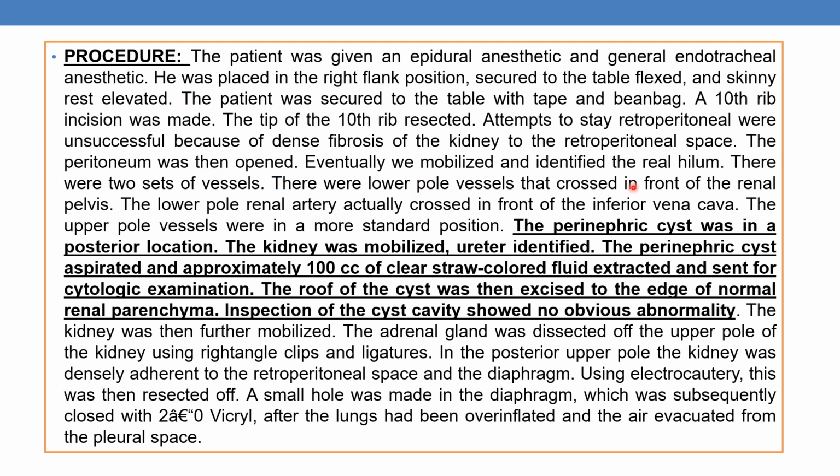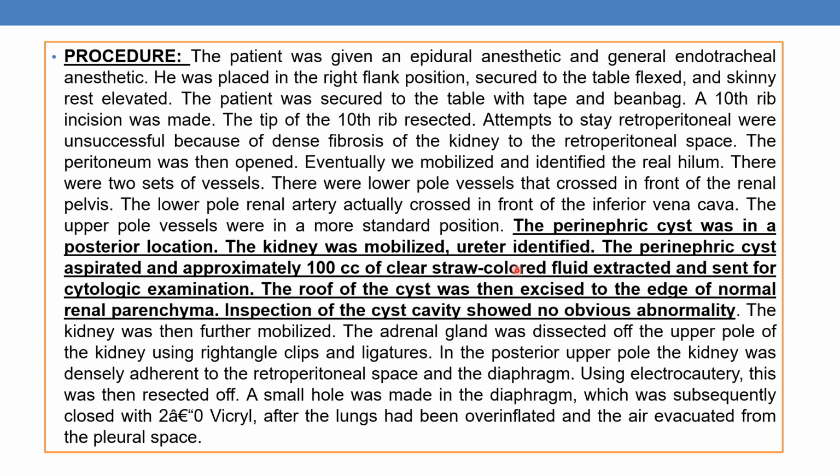Eventually, we mobilized and identified the renal hilum. There were two sets of vessels. There were lower pole vessels that crossed in front of the renal pelvis, and the lower pole renal artery actually crossed in front of the inferior vena cava. The upper pole vessels were in a more standard position. The perinephric cyst was in a posterior location.